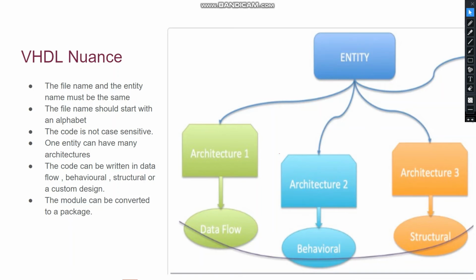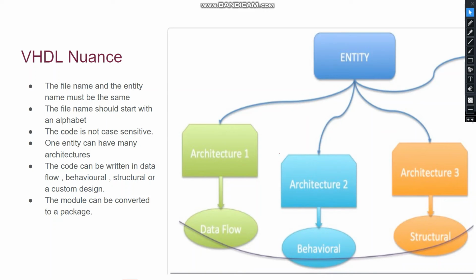Now let me tell you, earlier I told you I have taken a module of a full adder, right? The entity name is full adder, and it has one architecture. The architecture is data flow. Data flow is not a keyword here, but it is a structure in which we write code. For one entity, I can have multiple architectures. So the architecture 1 is of data flow model, architecture 2 is behavioral, architecture 3 is structural, and architecture 4 can be a custom model.